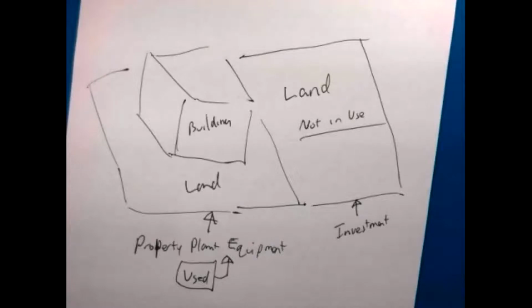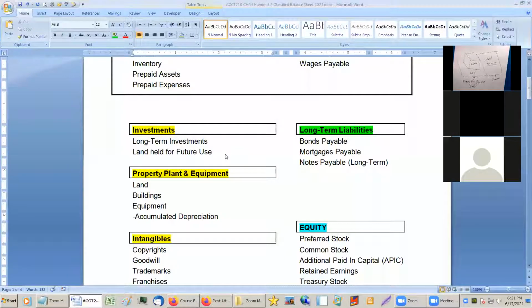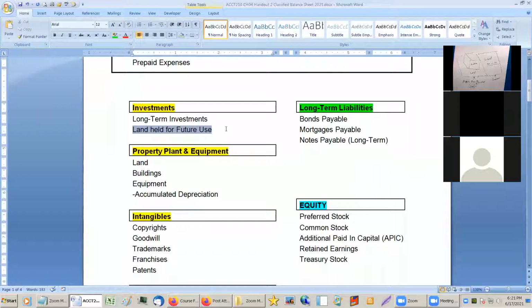Okay, so going back to this: land held for future use. If you're wondering what the difference is between these two lands, that's the difference. This land we're using, this land we're not using yet.